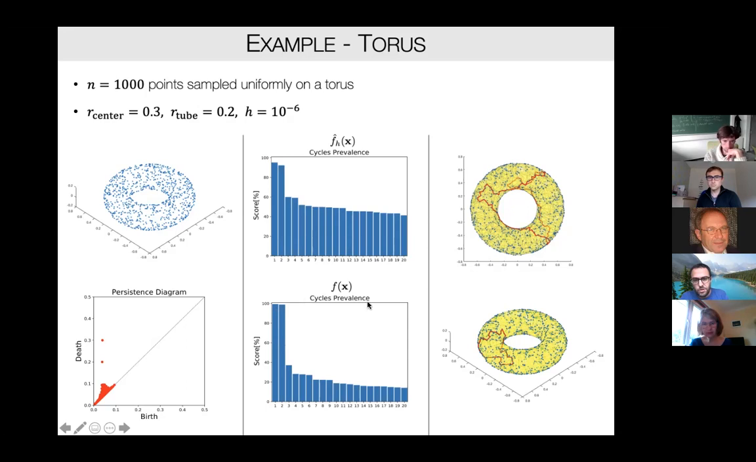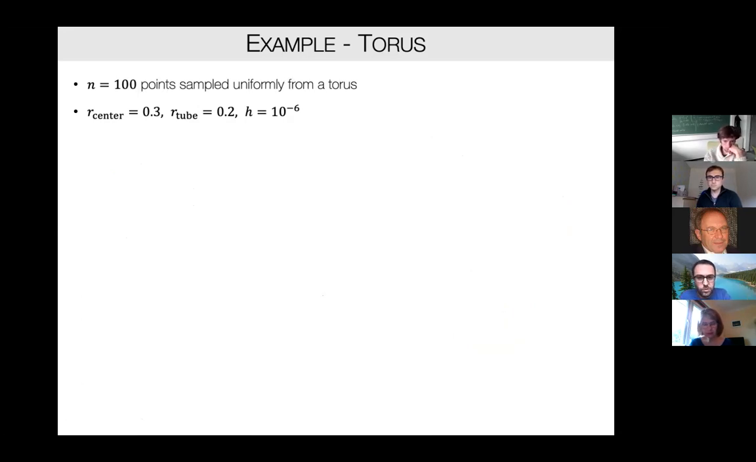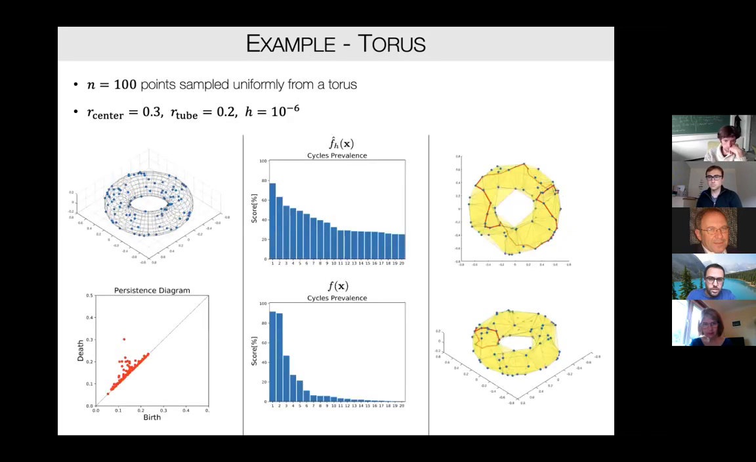But that's in the very rare cases where you can actually generate new points from the same distribution, and you don't have to use the bootstrap. This is the same example, just with much fewer points, 100 points. So this is the sample. Here you only see 1 cycle. There is one very prevalent cycle, but it's not exceptionally beyond the others.